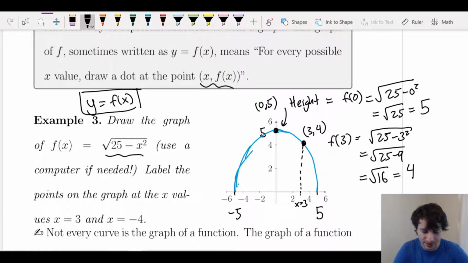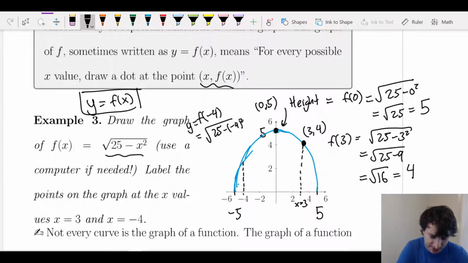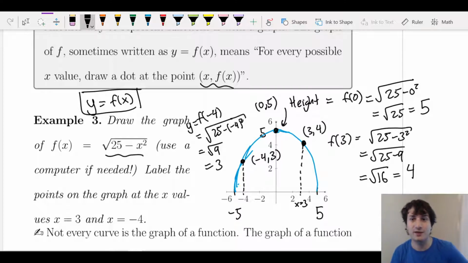The last thing we've got to do is at x equals -4. At x equals -4, the height is going to be f of -4. Let's say y equals f of -4. So the square root of 25 minus (-4) squared. That's 25 minus 16, which is 9. So we get the square root of 9, and that's 3. So this point is -4 over and 3 up. So there we go. We have f with 3 points labeled: (3, 4), (-4, 3), and (0, 5). That's graphing functions. Again, you're probably very good at graphing functions, and this is going way too slow for you, which is why these are online instead of being done in class.